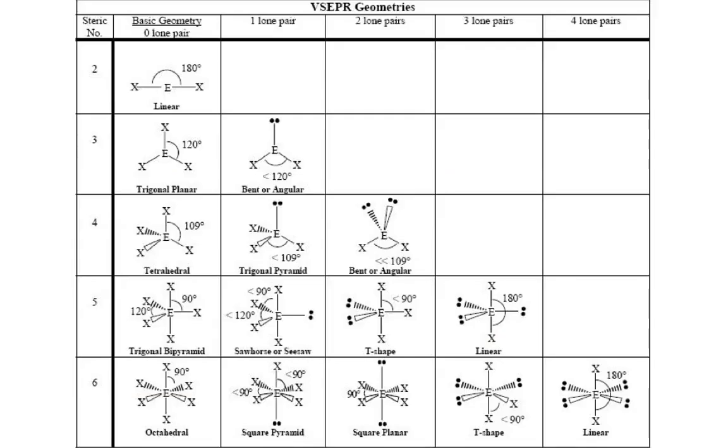And here's just another diagram of that shape. It would be a good idea to get these recorded in terms of the number of lone pairs compared to the steric number, or the number of constituent parts.